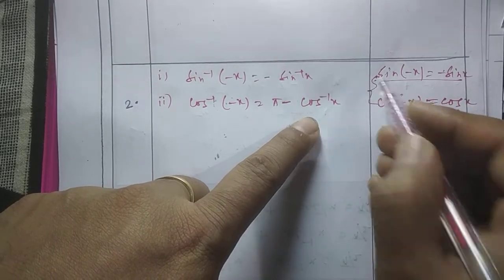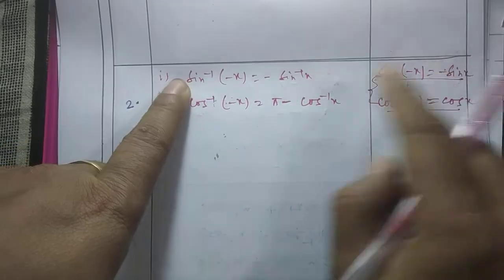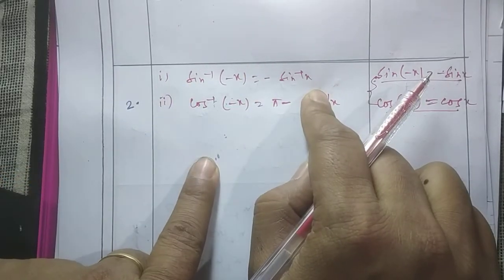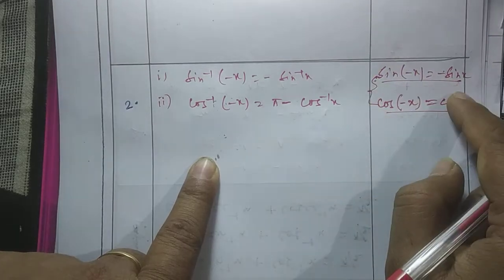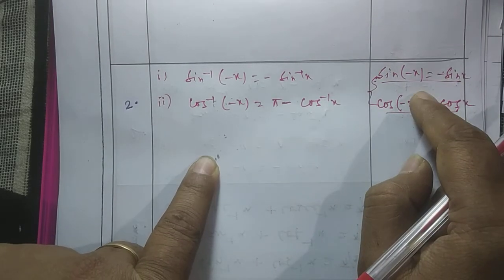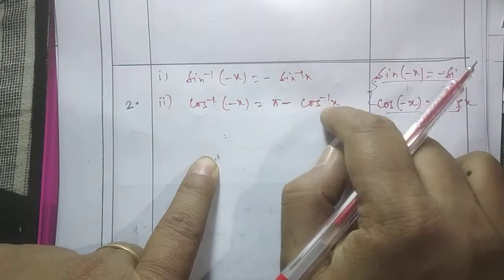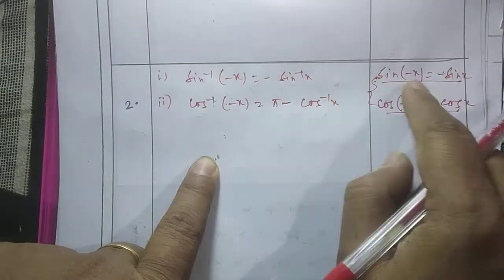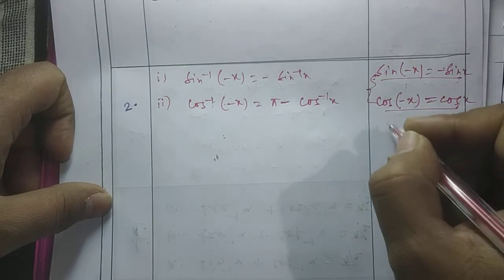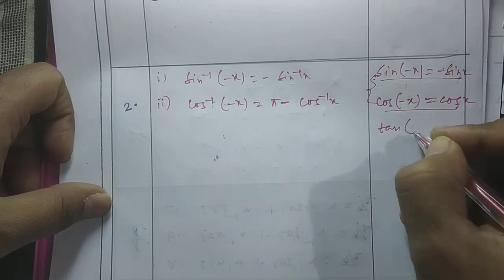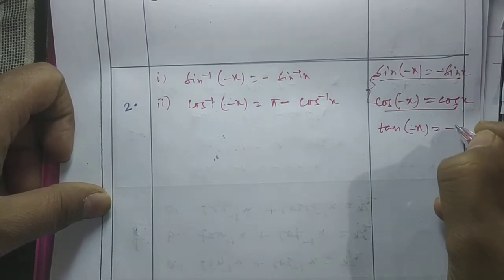These are about trigonometric ratios and these are about ITFs. So don't be confused. Again I am saying, here all are about trigonometric ratio formulae. Here all are about ITF formulae. So don't mix them. Now similarly we had in class 10 tan of minus x equal to minus tan x.